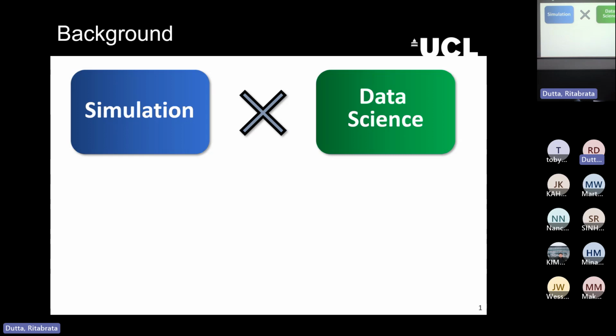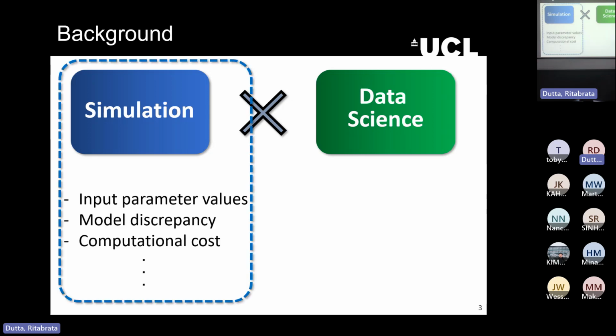As you know, when you run your simulation, you would have many problems. For example, it's very difficult to know appropriate input parameter values in advance. And also, all models are, in a sense, wrong, so it's impossible to have a perfect model. So your model can have model discrepancy. And also any kind of computation or simulation has expensive computational cost. And solving these problems is very difficult.